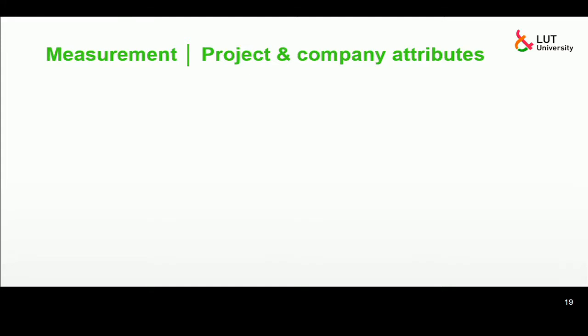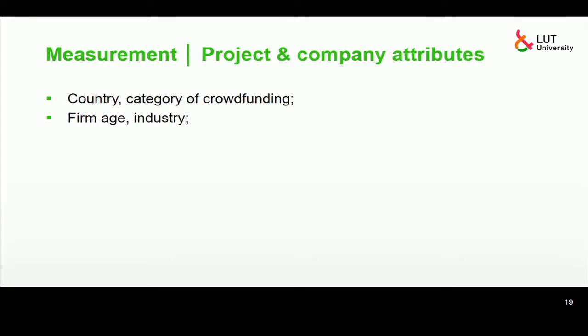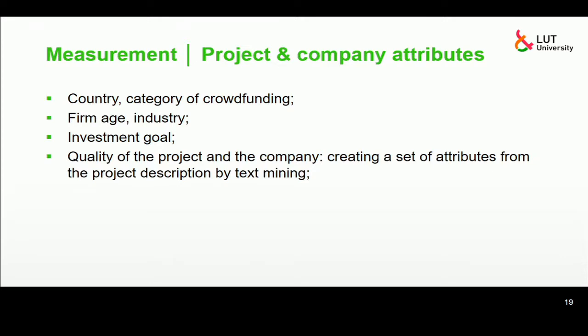If it's not many cases we evaluate, but if we evaluate, for example, 1,000 crowdfunding companies in the platform, that can be some problem to assign the level of risk to each company. So some of them can be easily received, like, for example, country and category of crowdfunding, firm age and industry, investment goal. But the quality of the project and the company, it will be done by text mining.